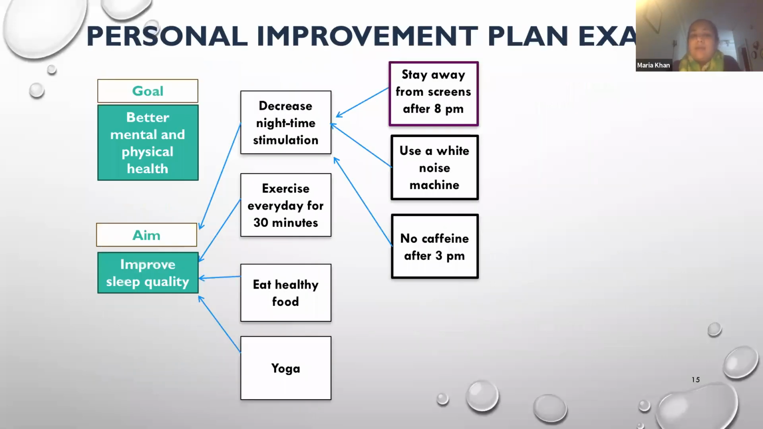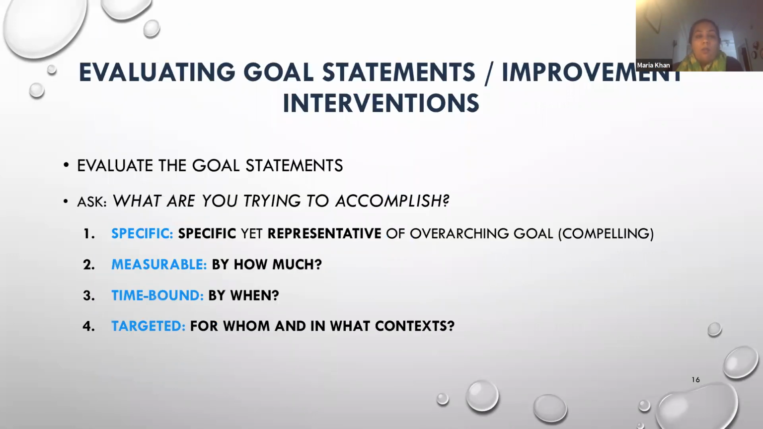A personal improvement plan could be something like a better mental and physical health. How do you do that? You try to improve your sleep quality. And these are the things that you can do. So these are specific change ideas to help you improve your health. When evaluating goal statements or improvement interventions, it is extremely important to be specific, have measurable goals, be time-bound, and keep in mind the audience and the context.